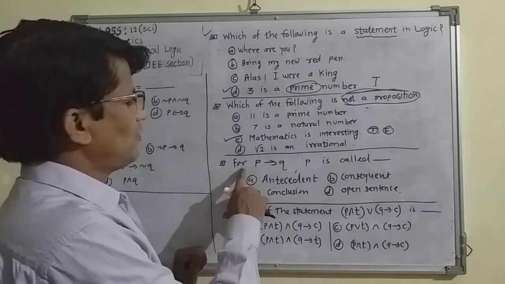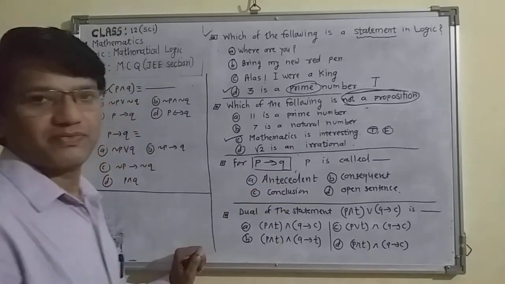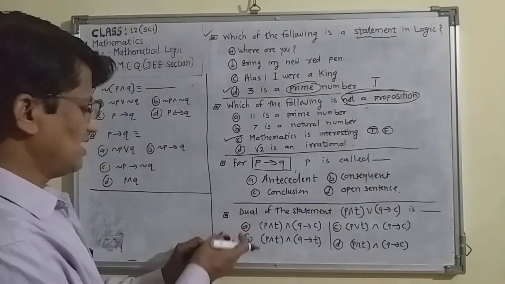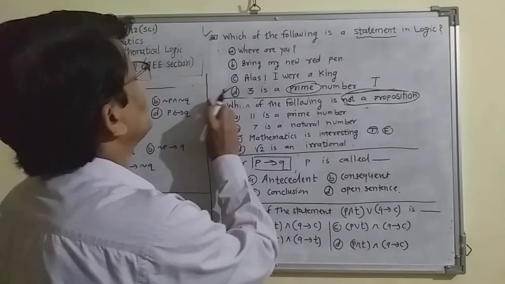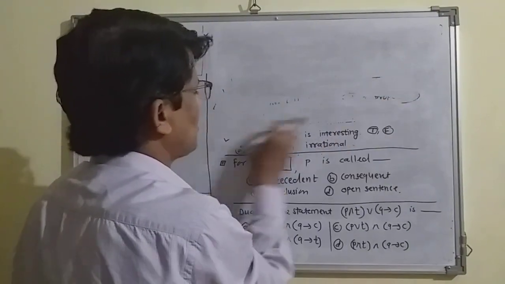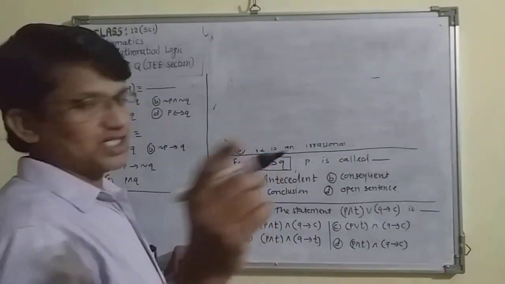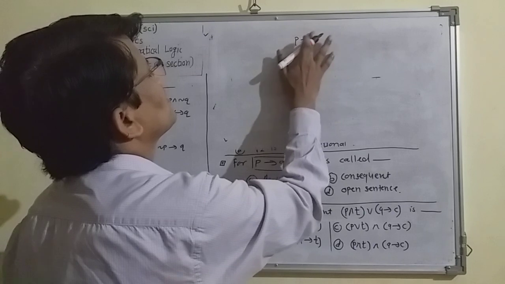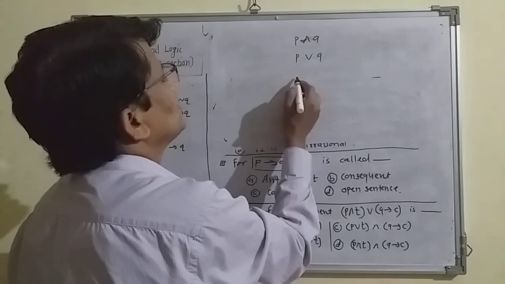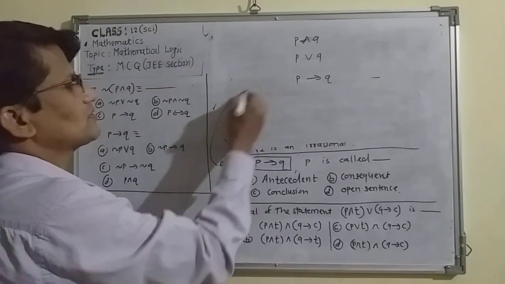Next question. For P implies Q, P is called. This is an implication form. Okay, and for the implication form we know the types of statements in mathematical logic. What are the types? Conjunction means P and Q. Disjunction, P or Q. Implication, P implies Q. This is the type. So this question belongs to this.